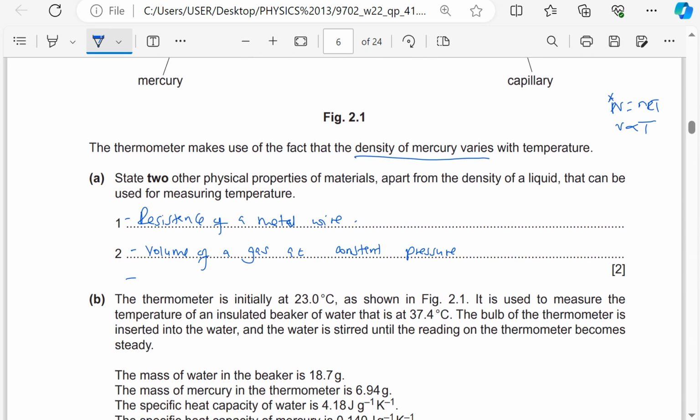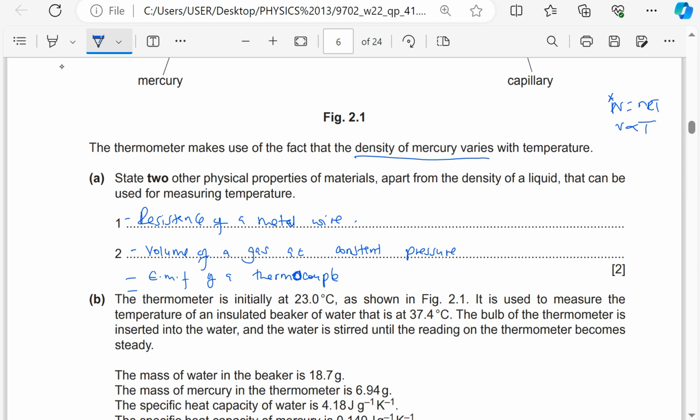Then the third one, you can talk about the EMF of a thermocouple. So this is one word, thermocouple. If you remember from IGCSE concepts, you looked at a thermocouple. So the PD across two junctions of a thermocouple is directly proportional to the temperature.